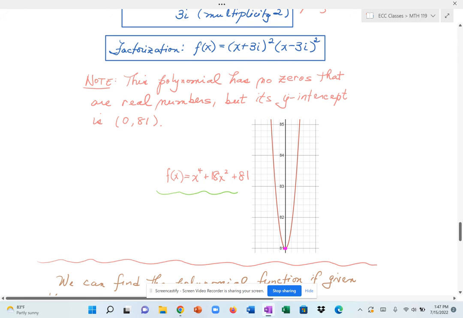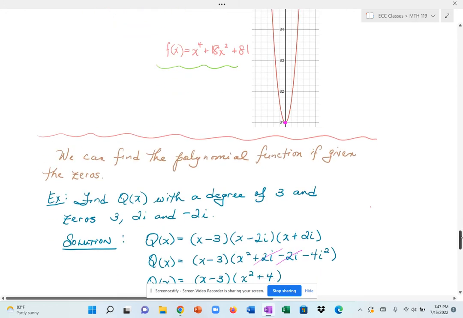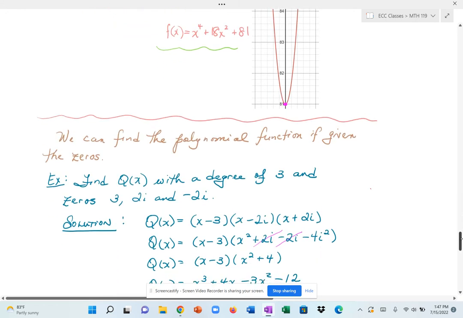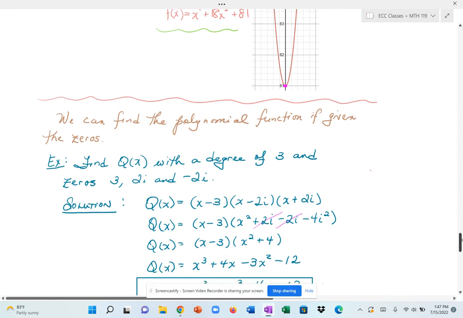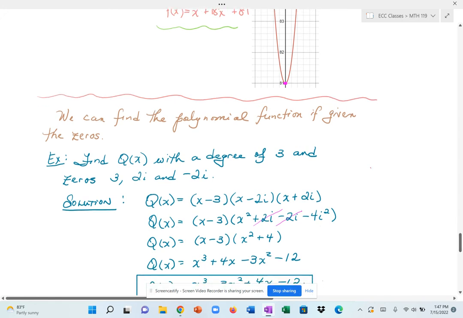Okay, so we're going to go on. We can find the polynomial function if you're given the zeros. So in other words, go backwards. We've been solving for the zeros, but if you are told what the zeros are and you're asked, well, what's the polynomial associated with it, you can do that by just writing out your complete factorization and multiplying them out.